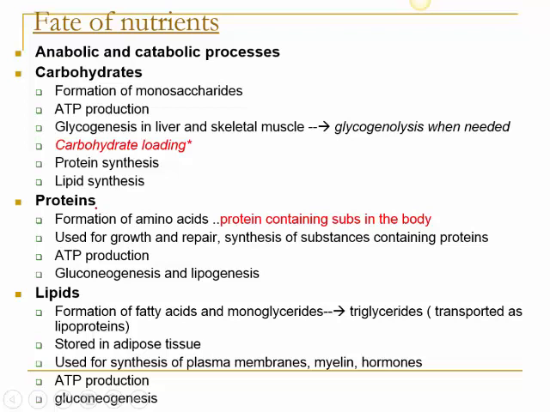Proteins are broken down into amino acids, but they're not stored as amino acids. Those amino acids are quickly used up to either produce ATP, or they're used up for growth and repair, or to make other protein substances in the body. Can you tell me some protein substances in the body?